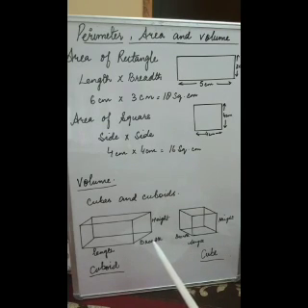To calculate the volume of a cube and cuboid, the following formulas are used. Volume of a cuboid is length into breadth into height. And the volume of a cube is again length into breadth into height, or, all the sides being the same, you can write side into side into side.